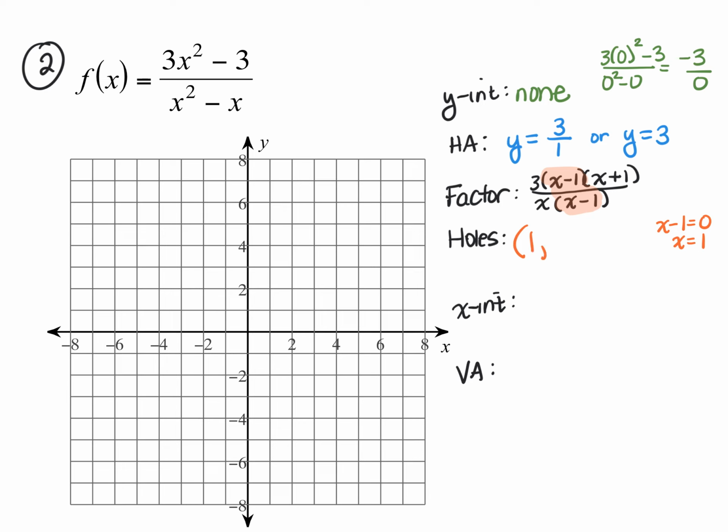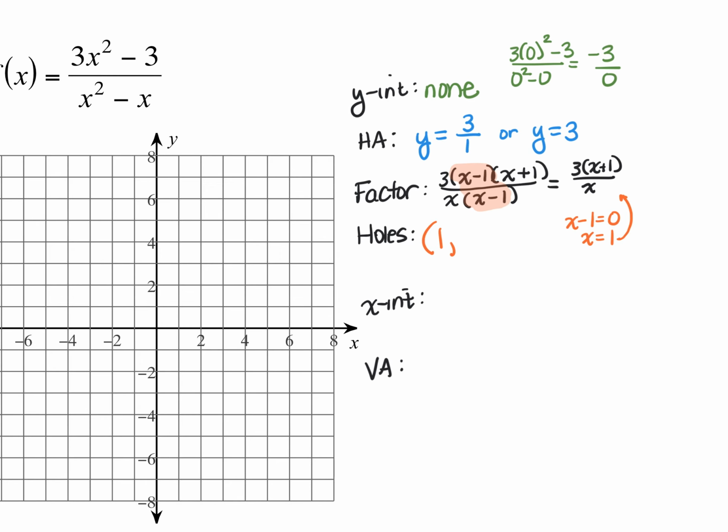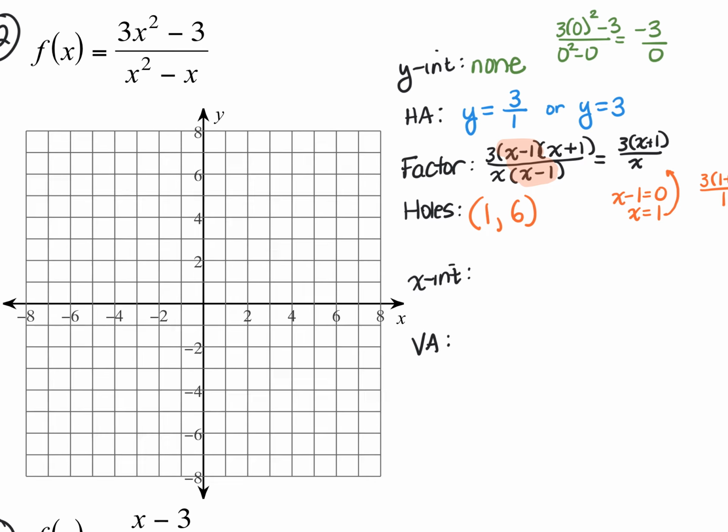And then like we talked about earlier this week or end of last week, once you get rid of that giant 1, whatever's left is what we plug that x coordinate that we just found into. So I'm going to plug x equals 1 into that expression. So what do we get when we plug x equals 1 into that expression? Well, we're going to have 3 times 1 plus 1 over 1, which ends up just being 6. So I get a hole in the function at 1, 6. We'll come back to that in just a few minutes.